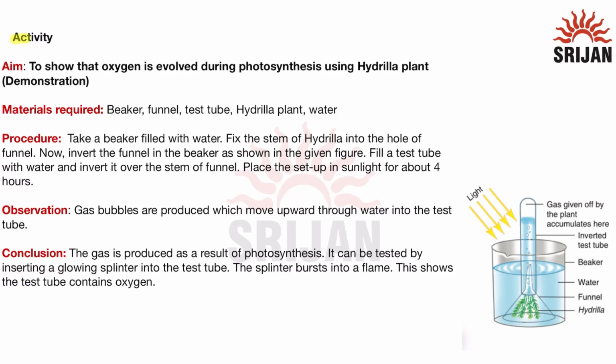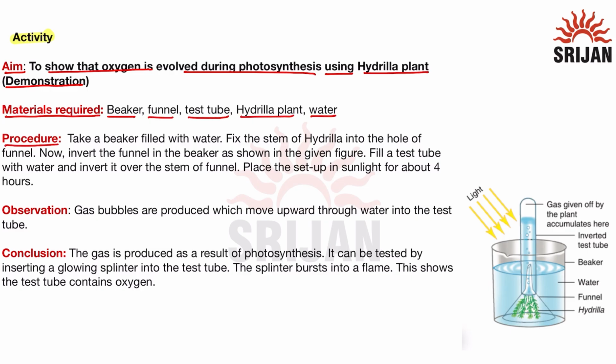Now let us read the next activity. The aim of the activity is to show that oxygen is evolved during photosynthesis using the Hydrilla plant, an aquatic plant, and there is a demonstration of the same. The materials required for this experiment are a beaker, funnel, test tube, Hydrilla plant and water.